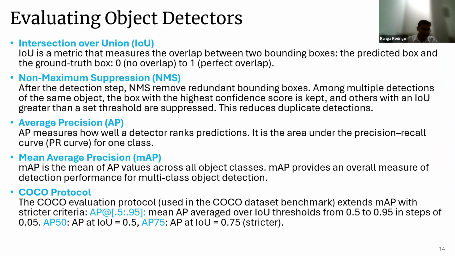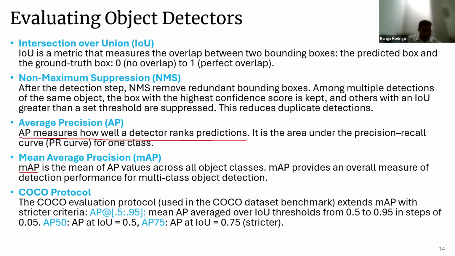So average precision and so on are required, but I will not talk about too much of them. Average precision measures how well a detector makes predictions. It is the area under the precision recall curve for one class. I will not go into details about this, but average precision is what they use, and mean average precision means they average these average precisions over all the classes: human class, pedestrian class, car class, bus class, and so on.